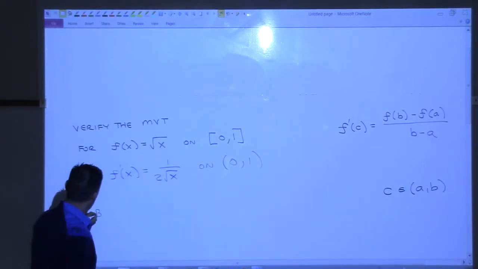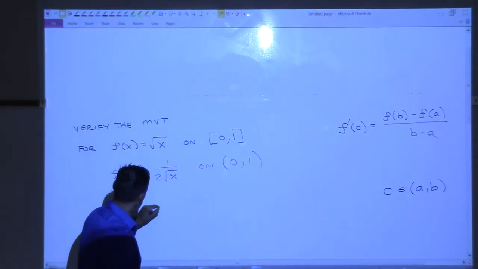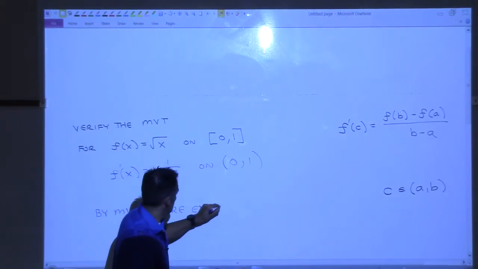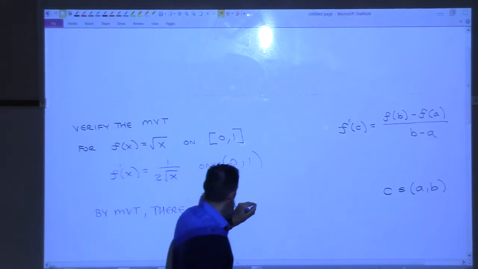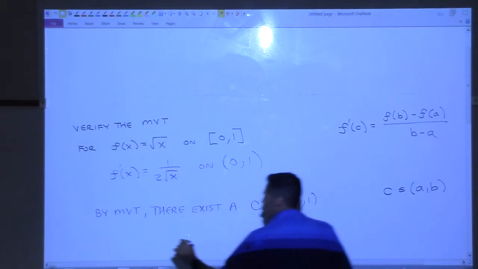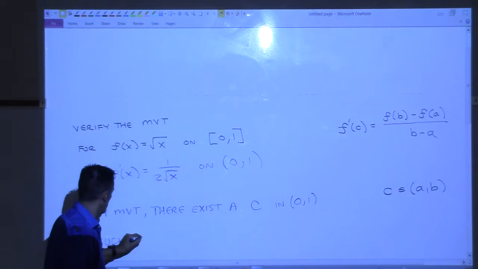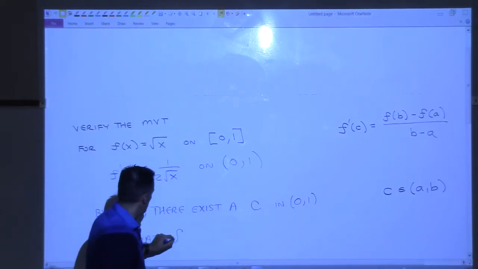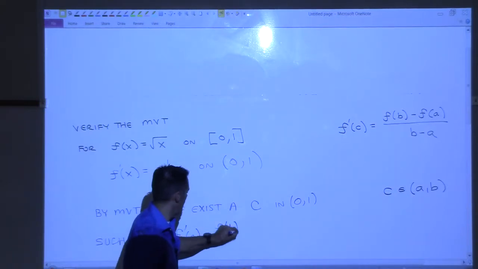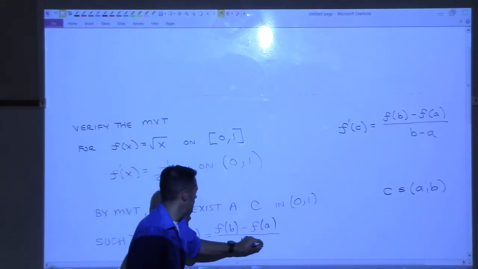All right, so the mean value theorem says, by the mean value theorem, there exists a C in the interval 0, 1 such that f prime of C is equal to f of B minus f of A over B minus A.